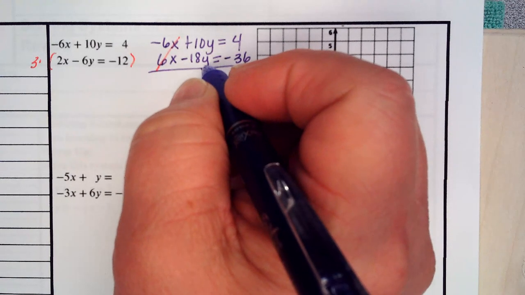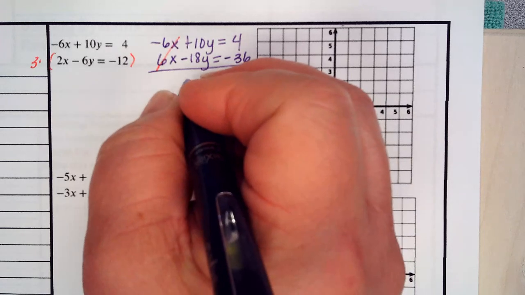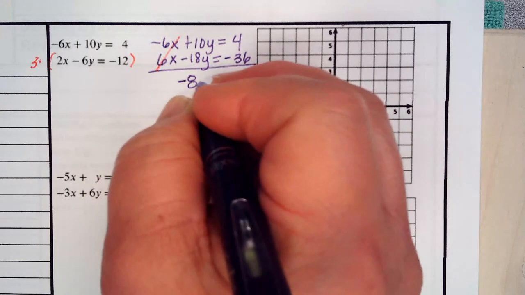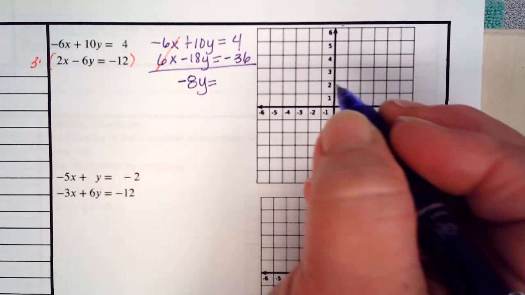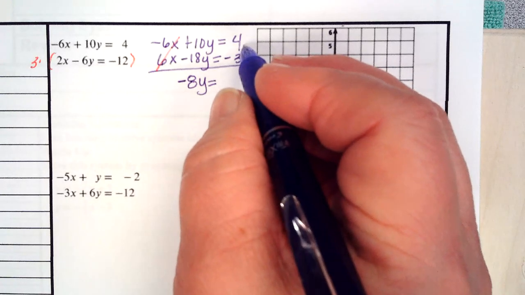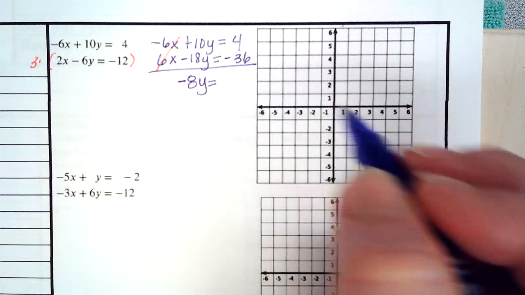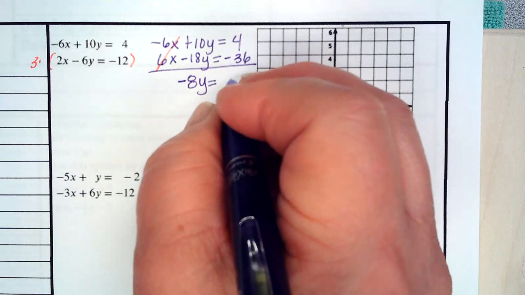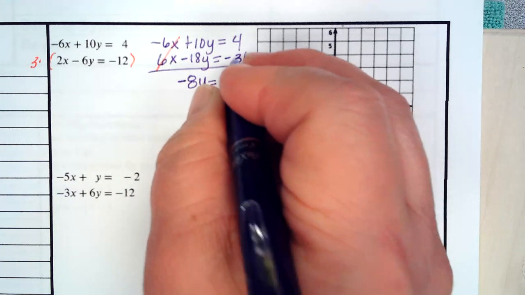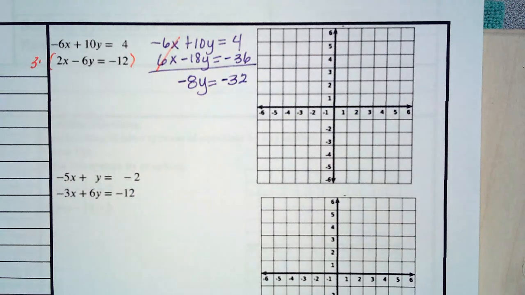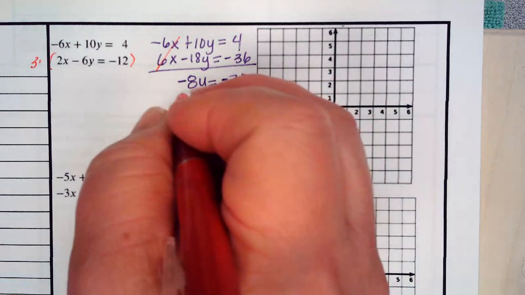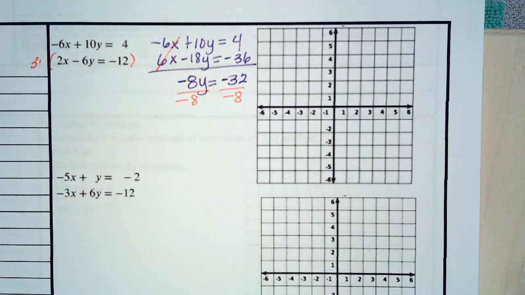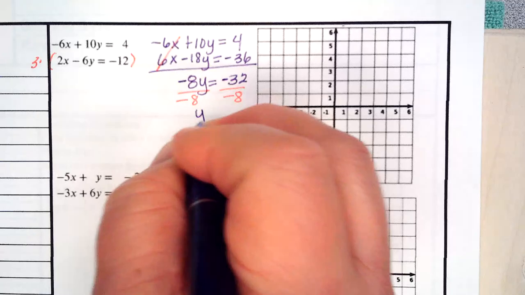10y plus negative 18y, they're opposite signs, so I subtract. 18 minus 10 is 8. Keep the sign of the larger number, which is 18. Negative 8y is equal to 4 plus negative 36. Once again, they are opposite signs. 36 minus 4 is 32. Keep the negative because 36 is bigger than 32. Last step to solve for y is to divide by negative 8 on both sides. And y is equal to 4.